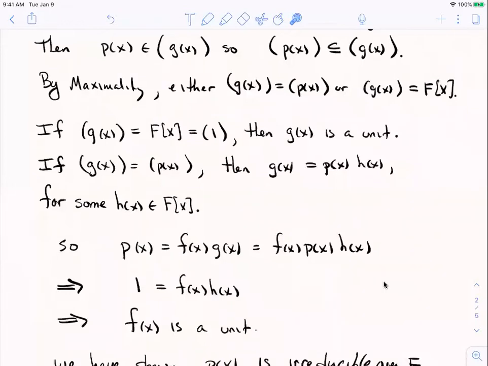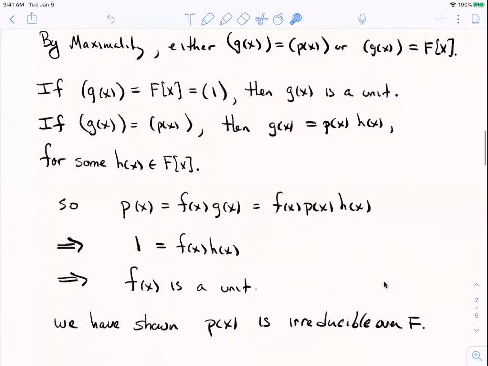Okay, so one way or another, from the supposition that P factored into F times H, we were able to deduce that either G is a unit or F is a unit, and that precisely means that P is irreducible over F. All right, take a pause, soak it in. I'm gonna just keep going. We gotta finish the back half of this proof.